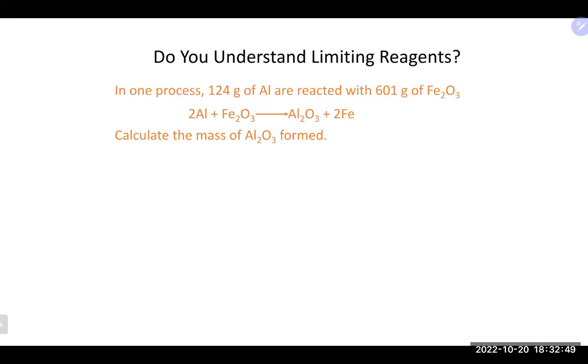In one process, 124 grams of aluminum are reacted with 601 grams of iron 3 oxide. How much aluminum oxide is produced? So aluminum is 26.98, oxygen is 16, and iron is 55.85.